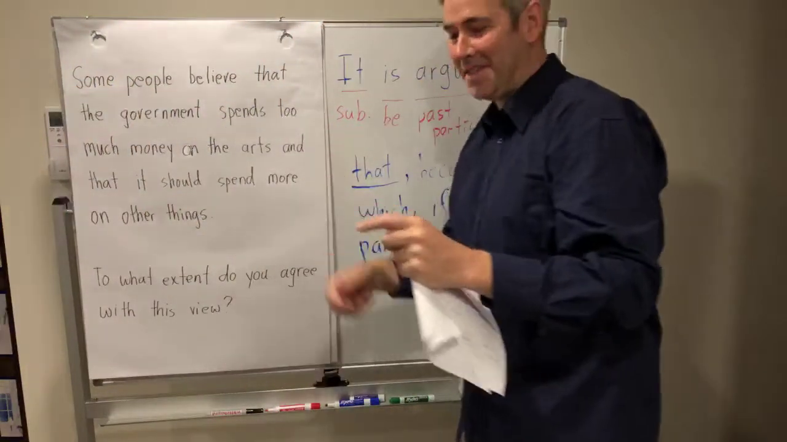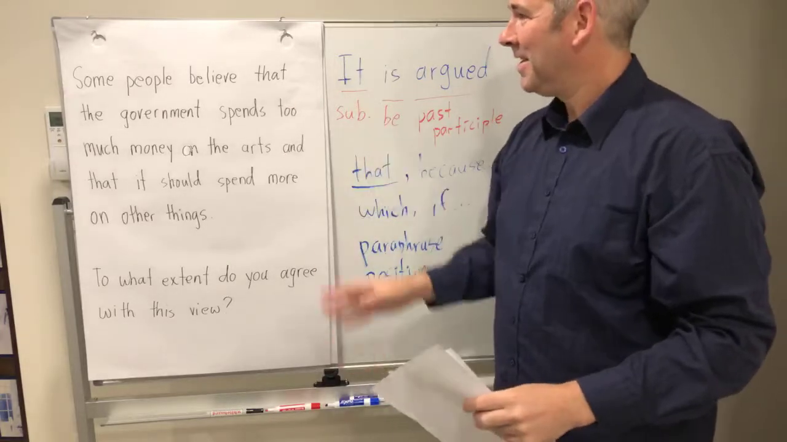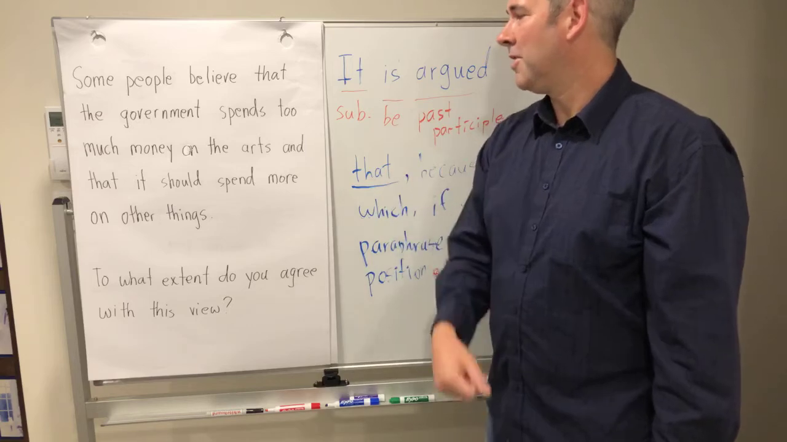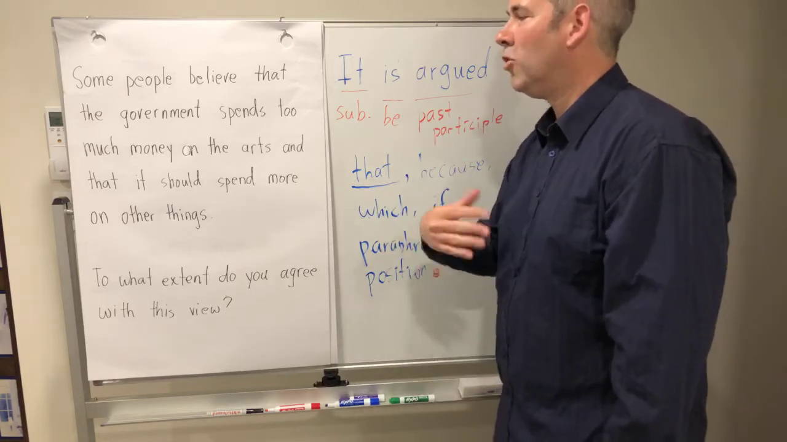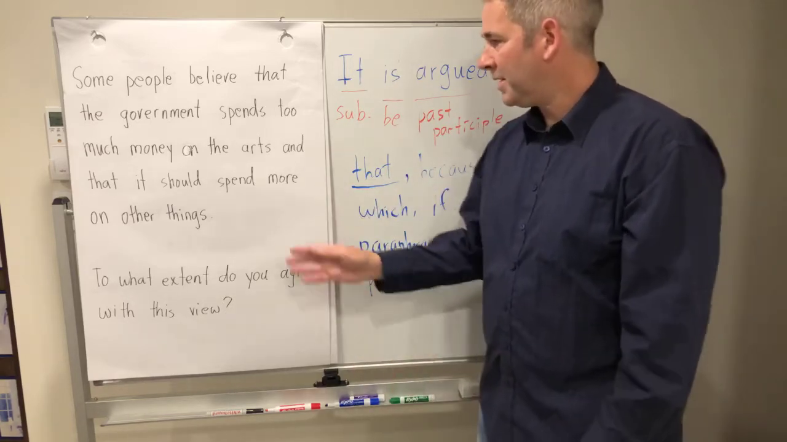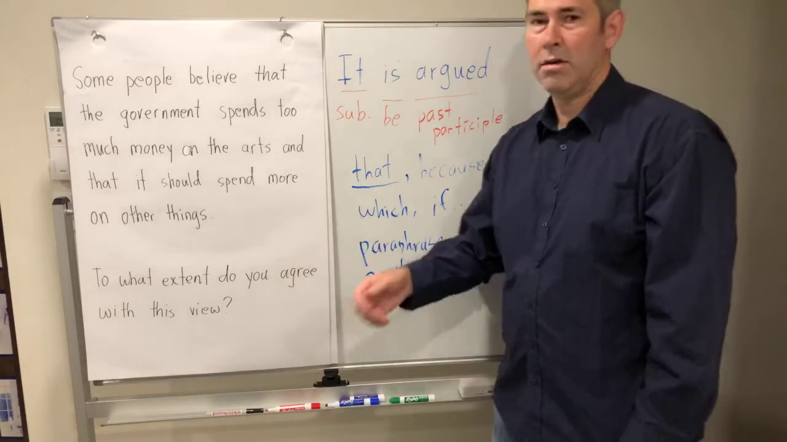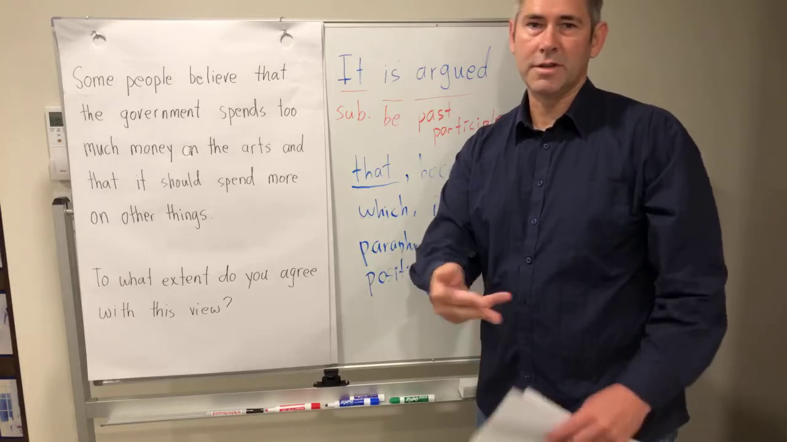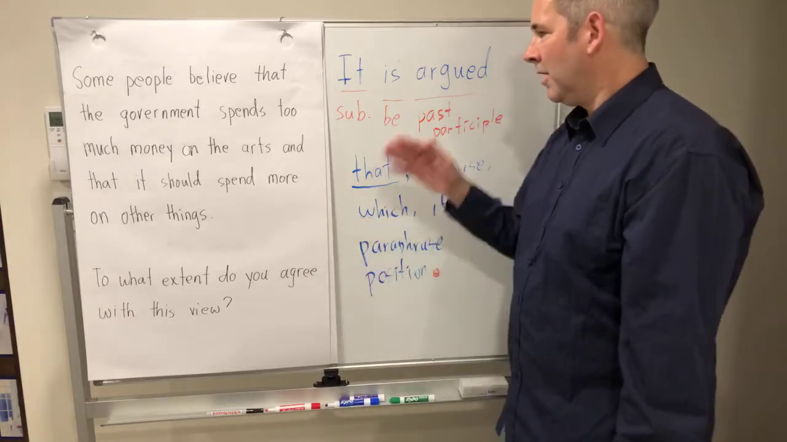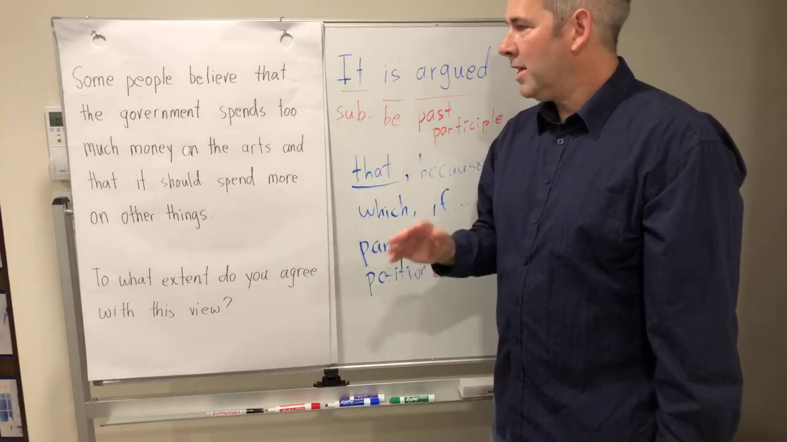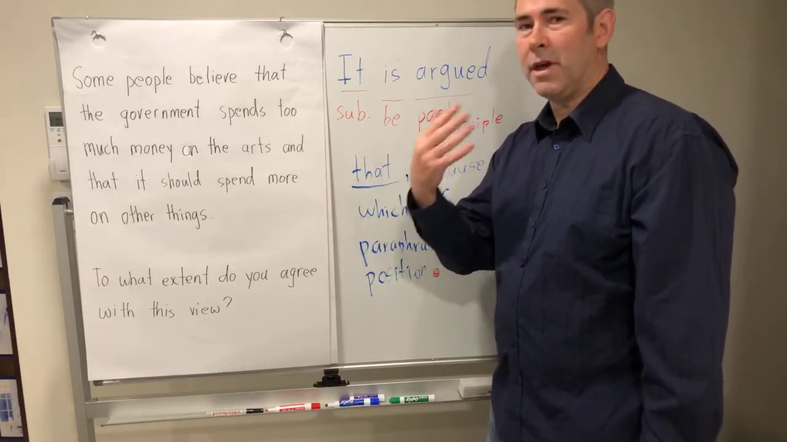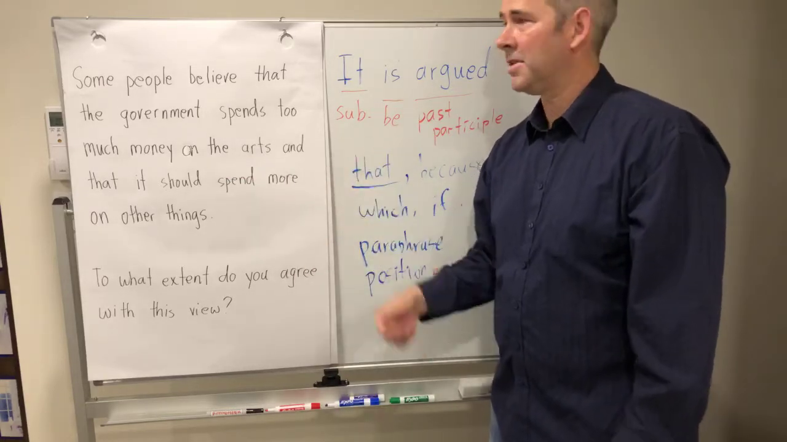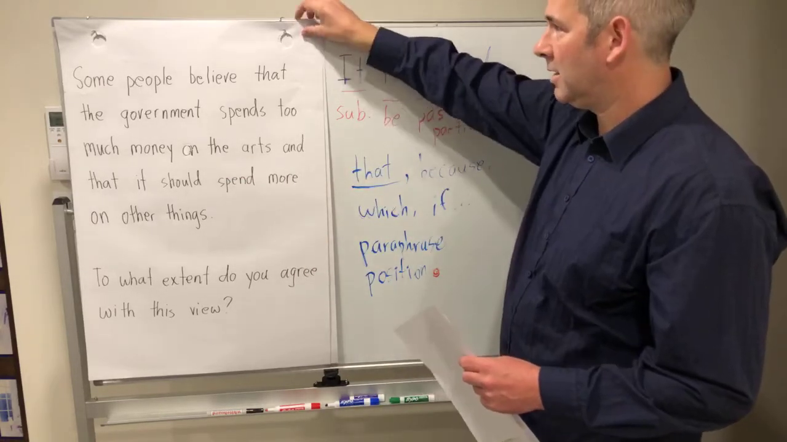So yeah, obviously I don't have a digital whiteboard here, but here we see it again. Some people believe that the government spends too much money on the arts and that it should spend more money on other things. So in this case, the other things could be education, health, defense, infrastructure such as roads, bridges. If you agree, if you think that the government should spend money on the arts, you're actually disagreeing with this statement. So I hope that makes sense.